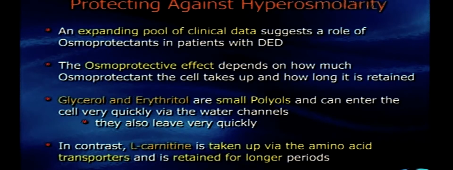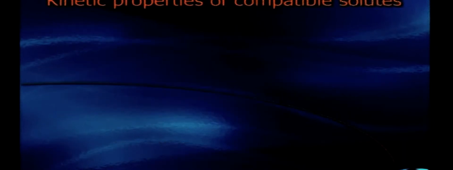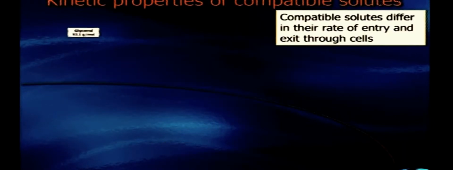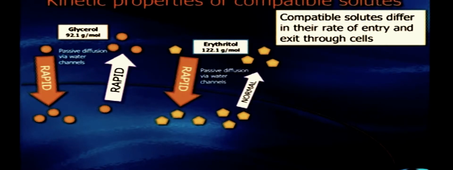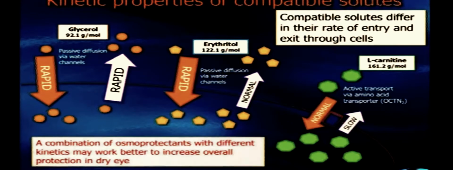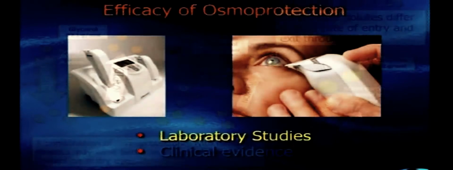Glycerol and erythritol, for example, are small polyols. They work very quickly through the water channels, but they also leave very quickly. In contrast, the amino acids like carnitine, which are taken up via amino acid transporters, are retained for longer periods. And it is these kinetic properties, when they are properly balanced, that make a product or a tear film substitute ideal. So you have very rapidly moving items, medium speed of moving items, and those which have to be actively transported across the cell membrane. And it is the proper combination of these which works to make an overall protection better.